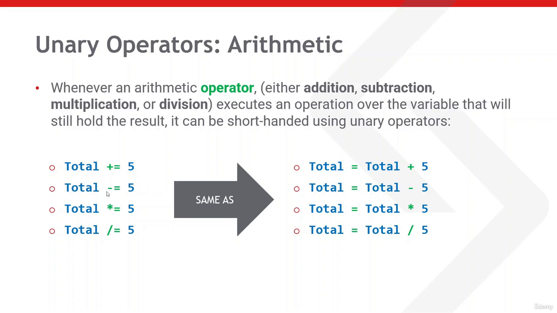For minus, I could do minus equal 5, same as this other one. Total times equal 5 equals this one, and total slash equal 5, exactly like this other one.